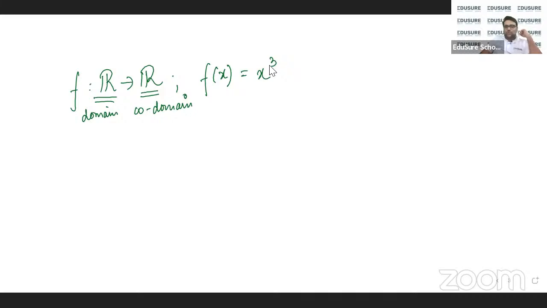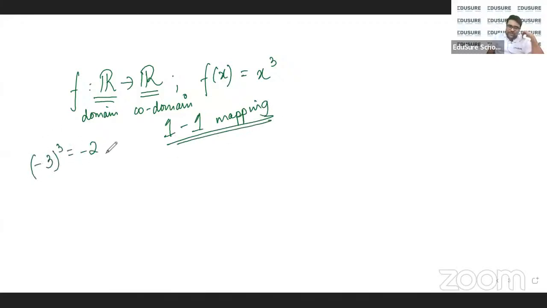Right. Thank you so much for your responses. So, what is it? Most of you have answered this correctly. This is a one-to-one mapping. -3 cube will be -27 and 3 cube will be equal to 27. Each and every value will go to a different value in the codomain.